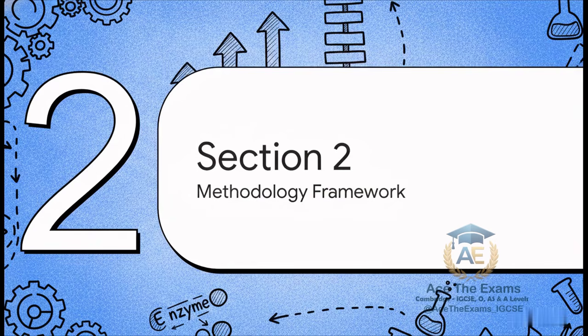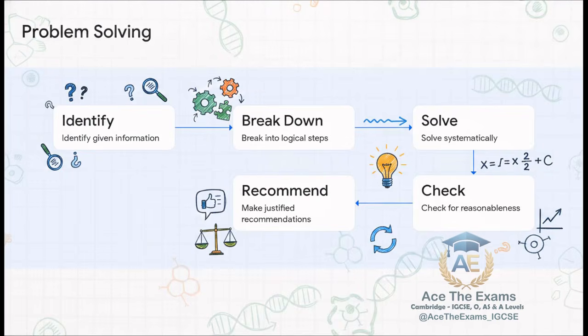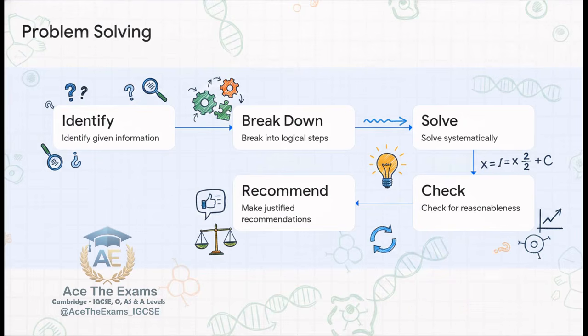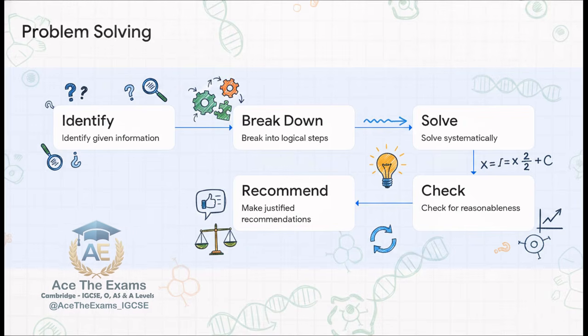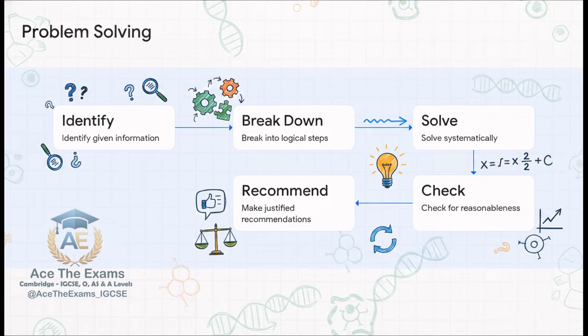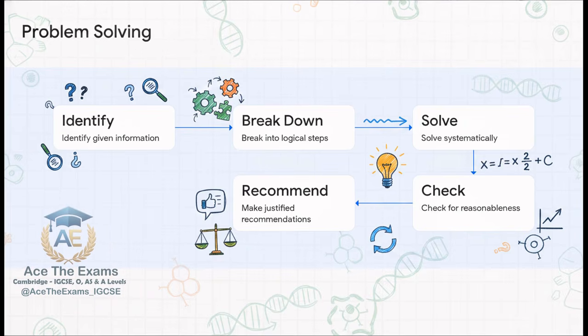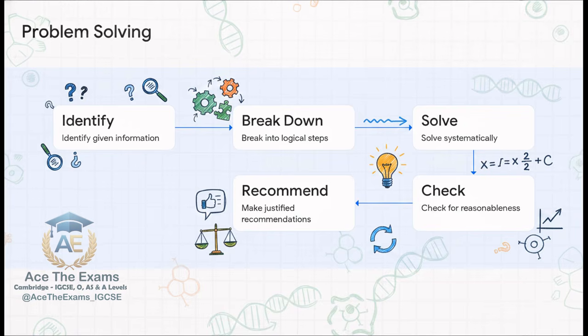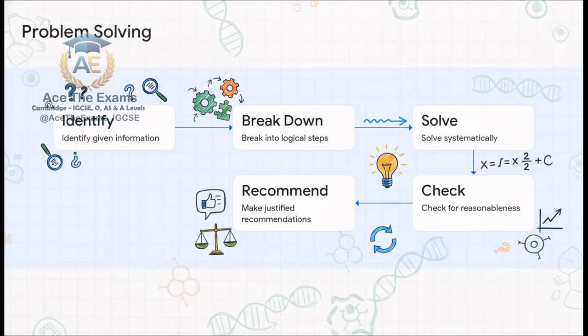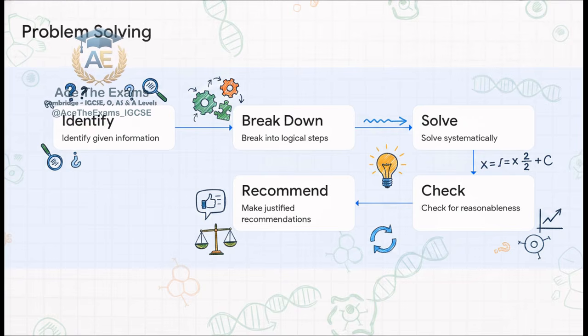Section 2, Technical Methodology Framework. To build that framework, we break down complex problems step by step using what we call the deconstruct, solve, evaluate methodology. Let's move to and see how this builds. First, identify given information. Second, break it into logical steps. Third, solve it systematically. Fourth, check for reasonableness. And finally, make justified recommendations. Following this sequence is your ultimate defense against careless errors.